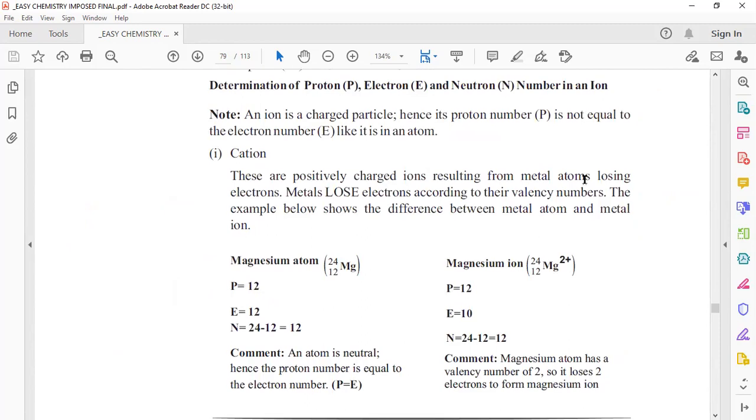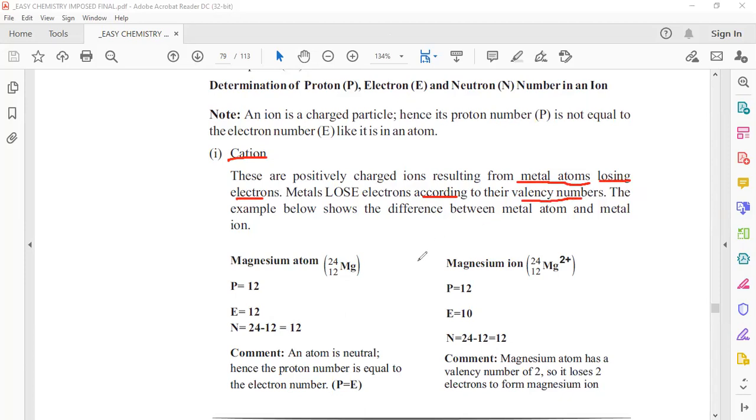So ions, remember, we have a cation, which is positively charged, and then we have an anion, which is negatively charged. A cation is a positively charged ion. How do we come up with a positively charged ion? This comes from a metal atom which has lost electrons, and metals will lose electrons according to their valency number. They do not just lose unnecessarily, they lose according to their valency numbers.